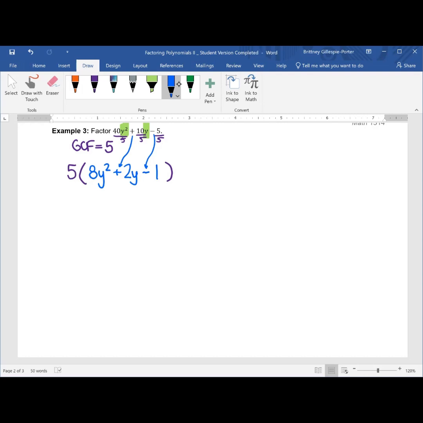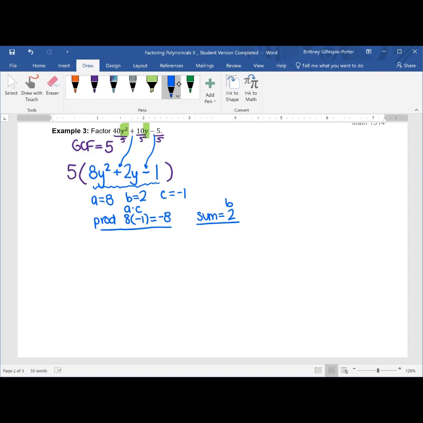Notice that the y squared is hanging out inside the parentheses, which means we need to see if we can factor this. We have a is 8, b is 2, and c is -1. Watch your signs. We're looking for a product, which remember means multiplication, of A times C, which means that we're looking for a product of 8 times -1, which gets us -8. We're looking for a sum of B, which is 2.